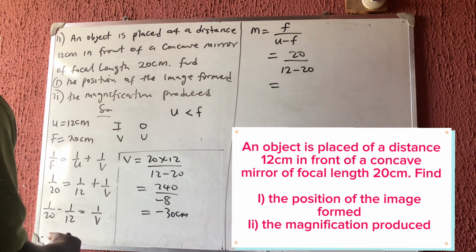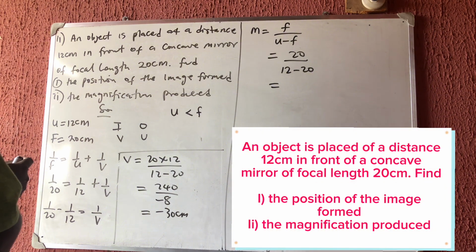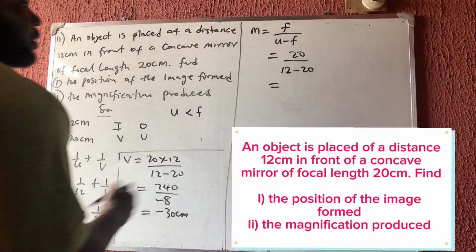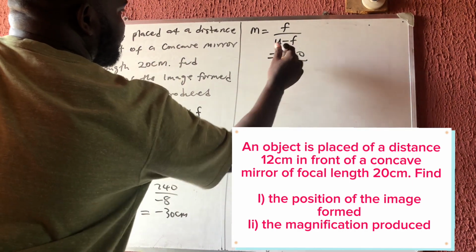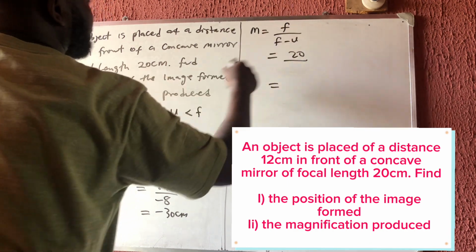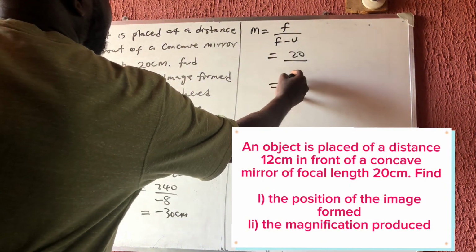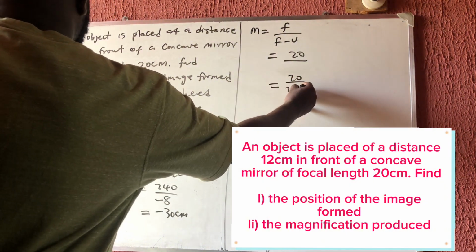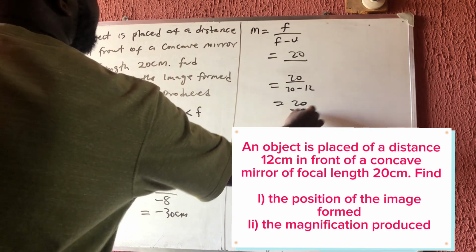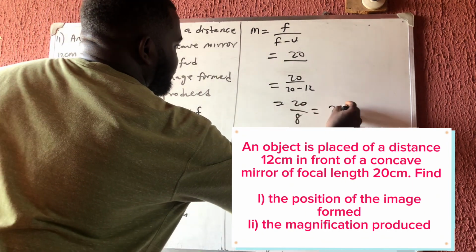Sorry, what's our magnification? Okay, so the magnification is not going to be negative. So this is going to be F minus U, F minus U. Okay, so why? Because our F is greater. That's why we're using this. So I'm going to have 20 over 20 minus 12, which is what? 20 over 8. 20 over 8 will give you 2.5.